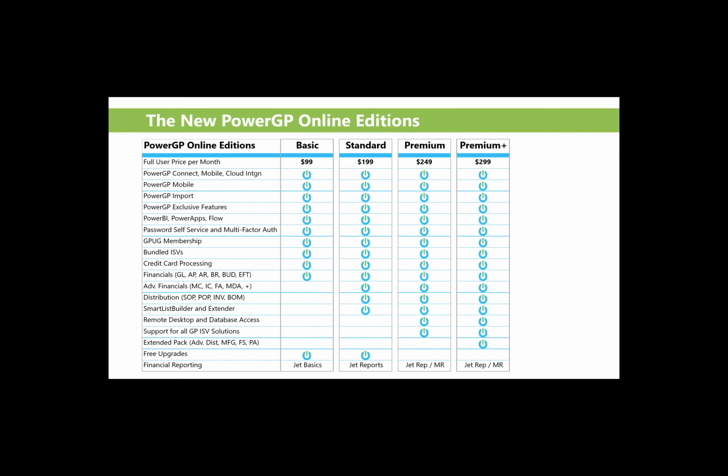All four of these are subscription licensing. So it's pay per month per user. Per user per month, these are full user pricing. This is where you would remove your yearly maintenance plan and move to this, and you just pay per month.